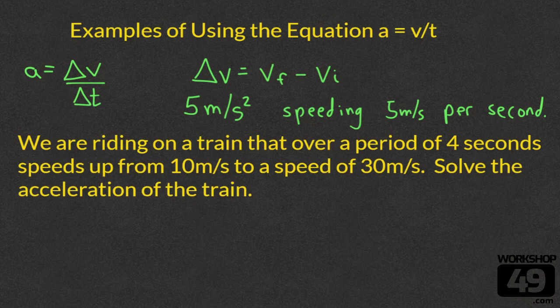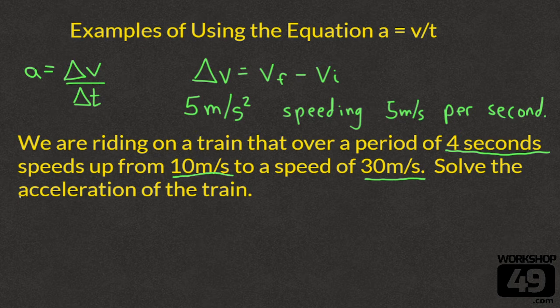So let's go ahead and go through 3 examples, and hopefully at the end of these 3 examples, you're starting to feel a lot more comfortable. As I read these questions, I'm going to underline the key terms. Question number 1. We are riding on a train that over a period of 4 seconds, speedy little train, 4 seconds, speeds up from 10 meters a second to a speed of 30 meters per second. Solve the acceleration of the train.